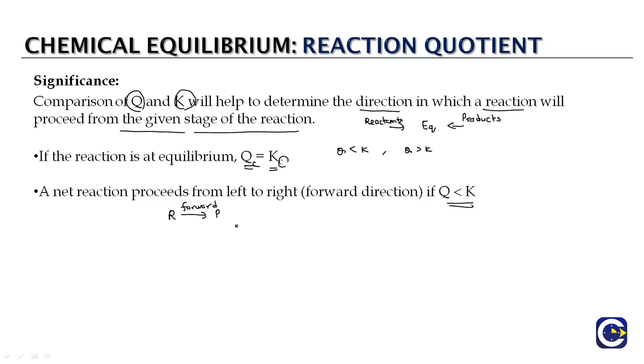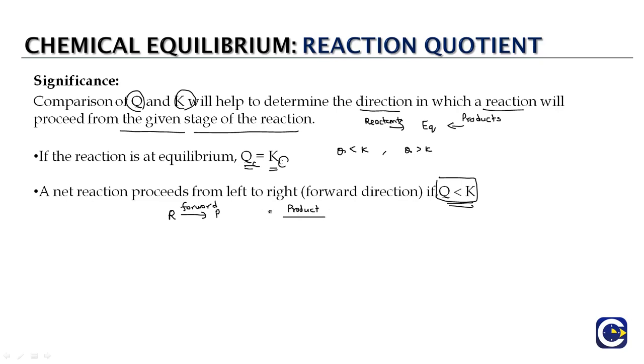Now why we are concluding that if the Q value is less than K, the reaction will proceed in the forward direction. Now when we look at the Q or K for that matter, in numerator we have the product concentrations or product partial pressures.